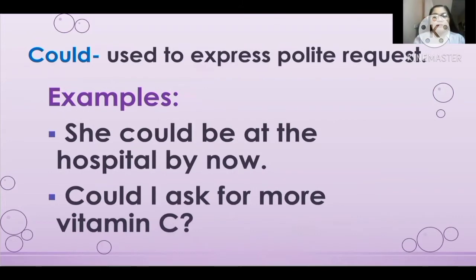Next is could. Could is used to express polite requests. Aside from that, it is the past form of the modal can. For examples, she could be at the hospital by now. Second, could I ask for more vitamin C?